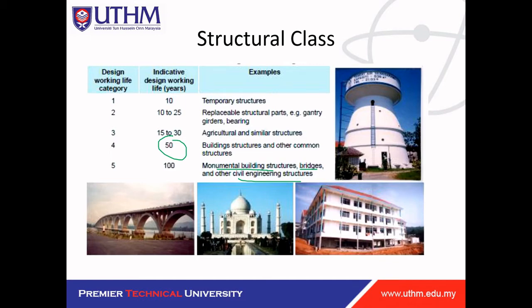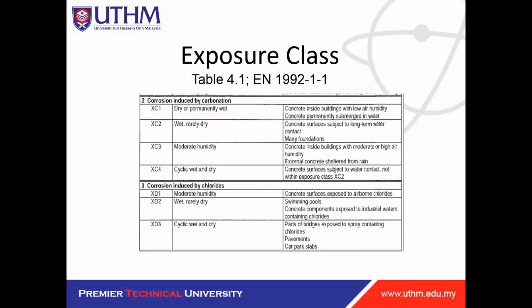Other than that, we have the exposure class. Here is only an example from Table 4.1. It's not all, there are still a lot, so you can go through Table 4.1 for more categories. Here is an example for corrosion induced by carbonation. We have XC1 up to XC4, so you need to refer to this.